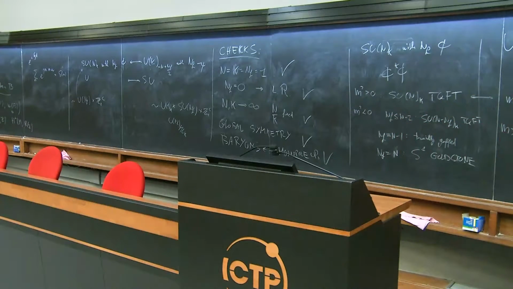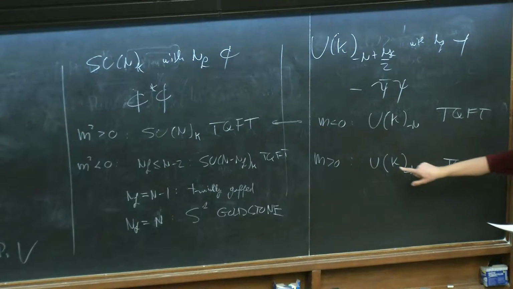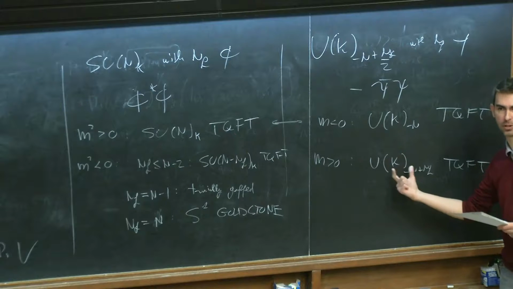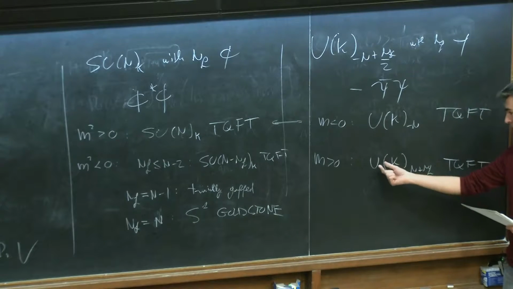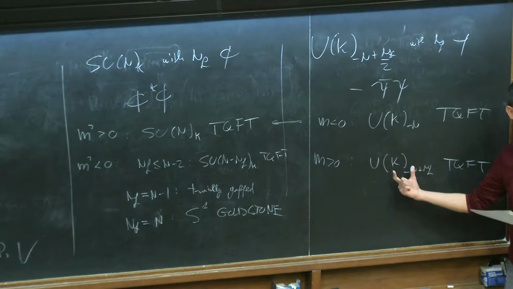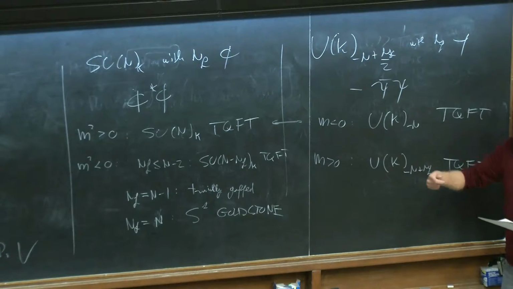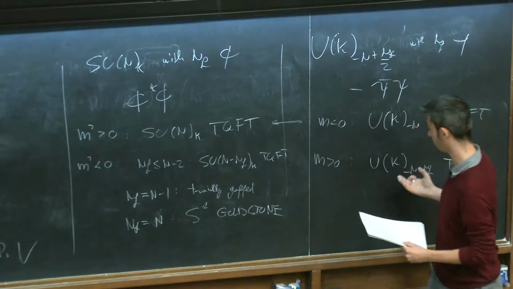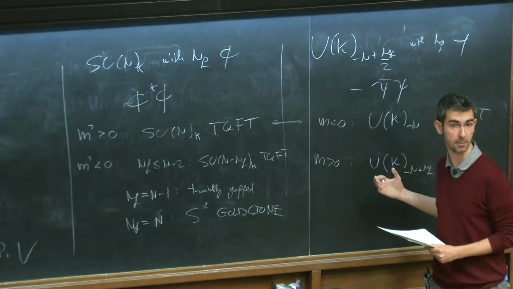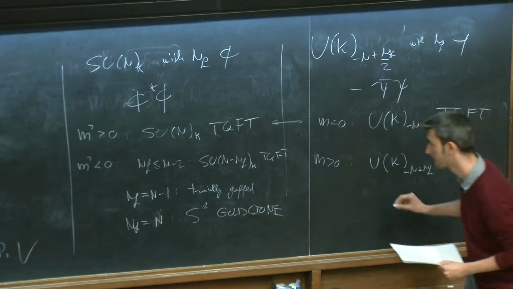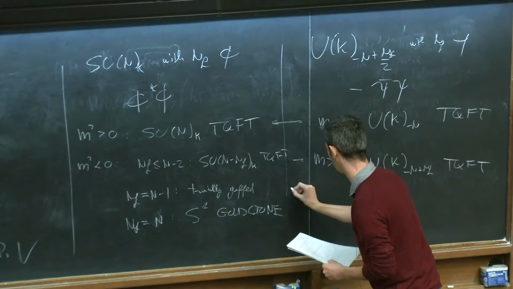And let's see what happens on this side. Well, now N is equal to N_F, so you get U(K) level 0. What happens is that the SU part confines and goes away, but the U(1), we are left with a U(1) level 0, and that is a free photon. That one is dual to a compact scalar that is the Goldstone boson for the spontaneously broken magnetic symmetry. So it matches with this. So all these cases match.